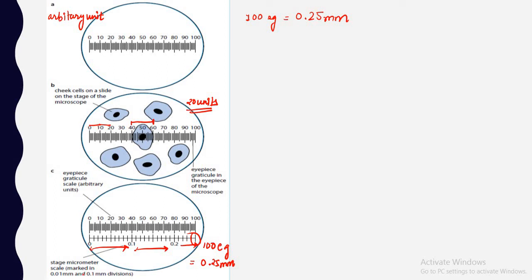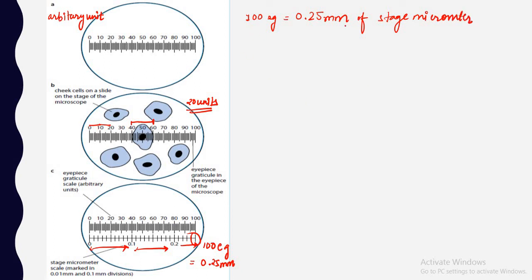Again, see, whenever this slide comes, the stage micrometer, they will provide you how many divisions are there on this slide. So don't worry about it. Okay, so this is already marked in 0.01 mm, or you can just call it 0.1 mm divisions. So 0 to here it is 0.1, 0.2, and this is half only. 1, 2, 3, 1, 2, 3, 4, and 5. So it is 0.25. So your 100 eyepiece graticule is 0.25 millimeters of stage micrometer.